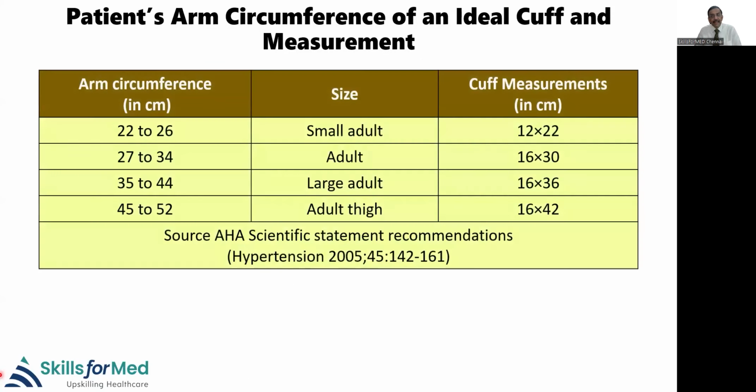So the other way is to just have a table. Make a table, stick it onto the vital measurements trolley, and say, if the arm circumference is so much, then this is a small adult. It's like a clothing size. Then use this cuff. But still, you have to measure the arm circumference. At least the calculation part is taken care of here.